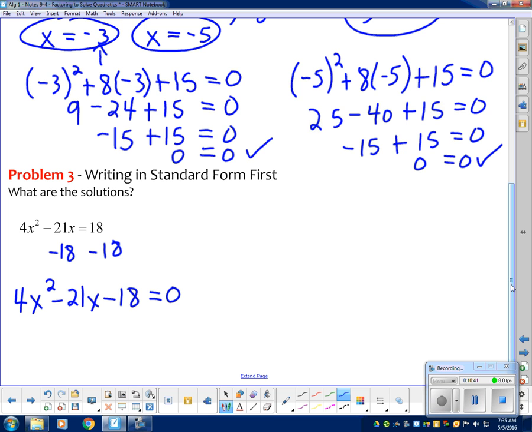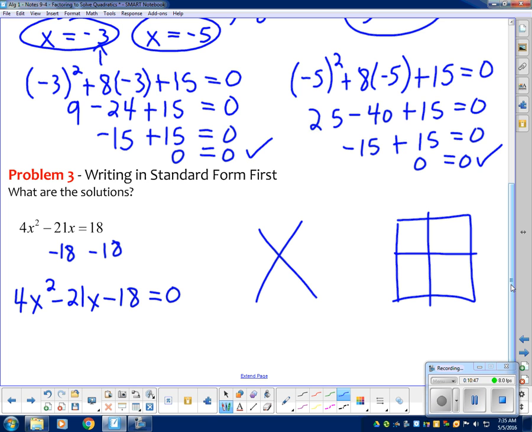I'm going to draw my x. I'll go ahead and draw my box. I'm going to need the box as well to get my factors. We're looking for factors of 4 times negative 18, which is negative 72. So that's factors of negative 72 that add to equal negative 21.